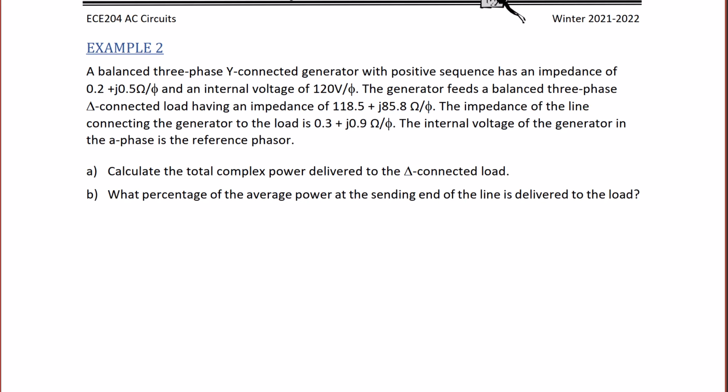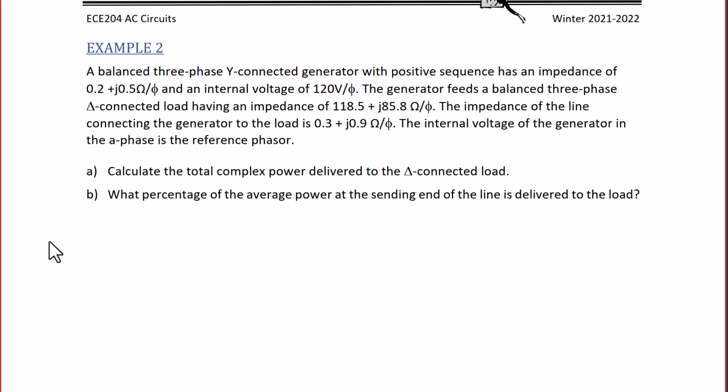The internal voltage of the generator in the A phase is the reference phasor. Calculate the total complex power delivered to the delta-connected load. What percentage of the average power at the sending end of the line is delivered to the load? Since we have solved this problem before, we already know the phase voltage and the phase current.